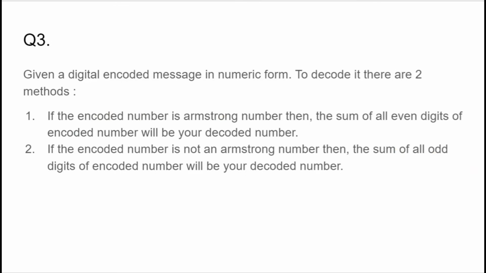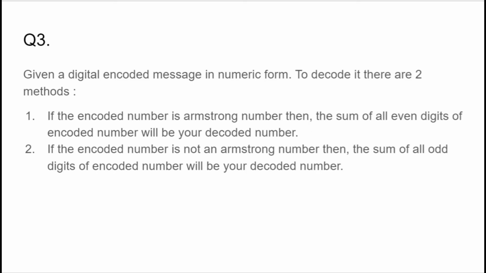Let's move to the third. So yeah, this is a good question. We are given a digitally encoded message which is in numerical format, and we have to decode it. And to decode it we have two methods. The first one being, if the number is an Armstrong number, then the sum of all even digits of the encoded number will be your decoded number. So what if the number is an Armstrong number? Basically first we have to check if the number is Armstrong or not.